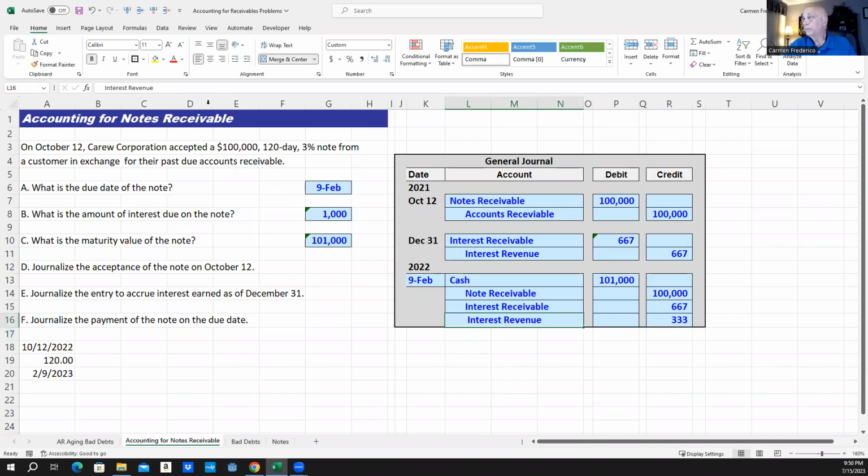Interest revenue. Okay, so that's how to account for notes receivable. Again, if you want to do the math to make sure it equals 333, it's the principal times the rate times the 40 days now from January 1st to February 9th, divided by 360, $333. Okay, so that's how you account for notes receivable.